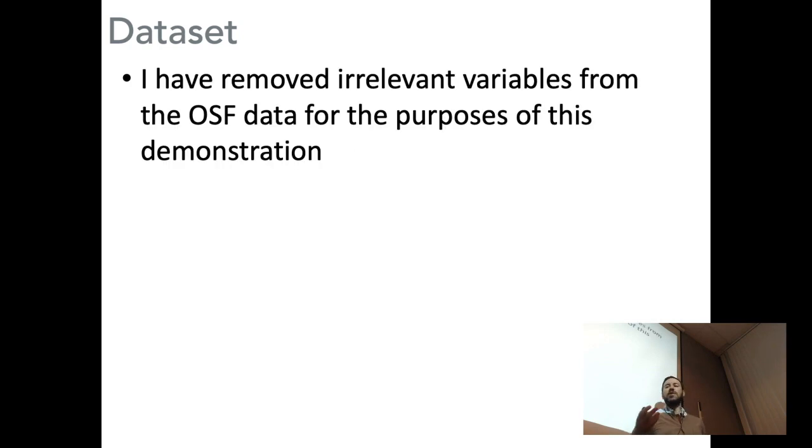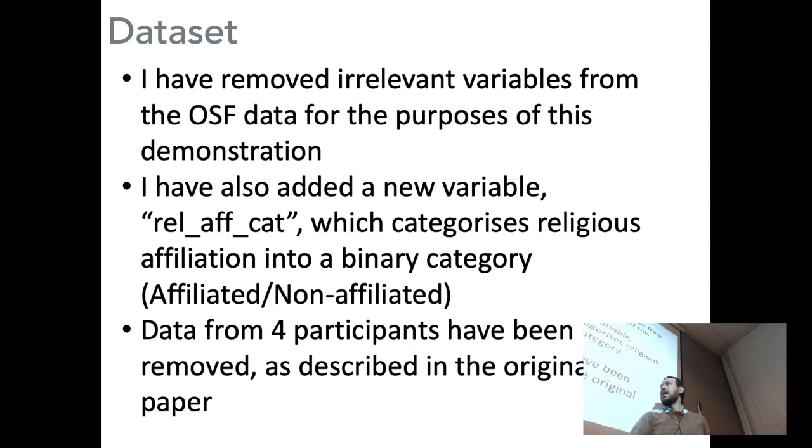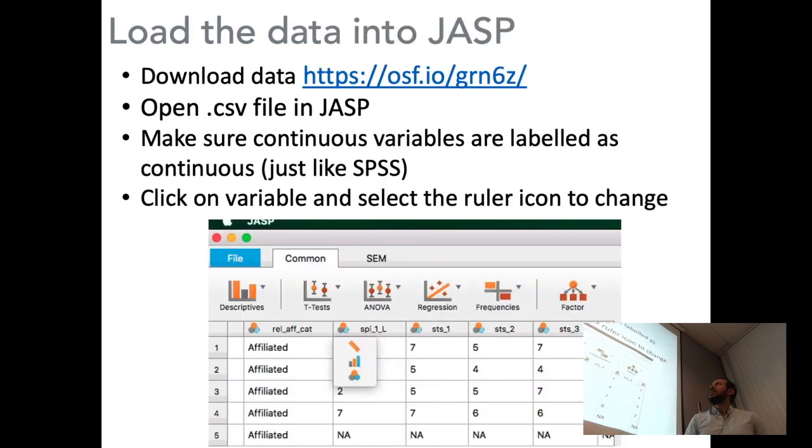For the data set that we're working with, I removed some irrelevant variables just for demonstration, and I created a new category in order to recreate the results that they got, because that wasn't in the raw data, which is fine. And to make it consistent with the original results, I also removed 4 participants, because I couldn't replicate the results to begin with. But when I looked through carefully, I figured out they did a few different things, and it all checked out.